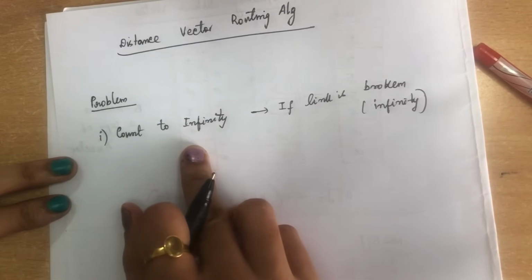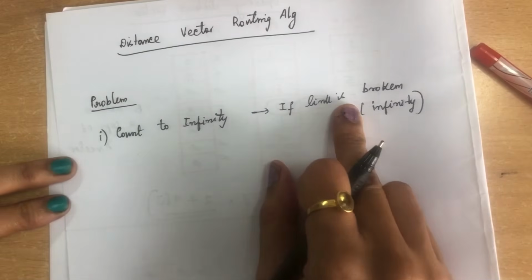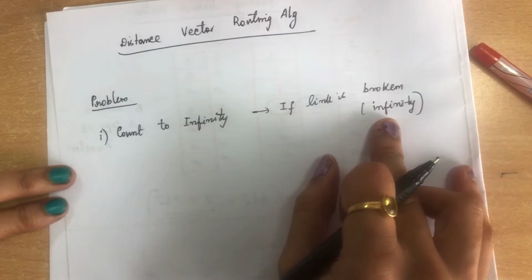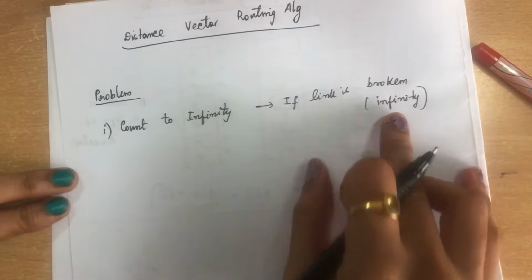So what is count to infinity? If the link is broken, the cost value will immediately become infinity. But in distance vector routing, it takes more time to transmit this information to the nearby nodes. This problem is called count to infinity.